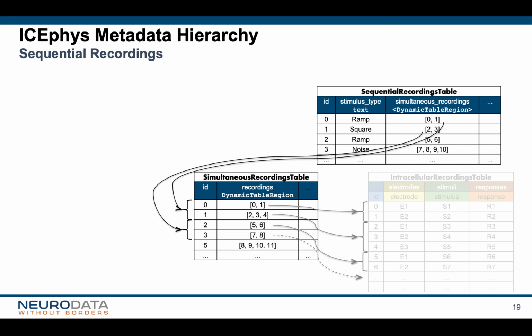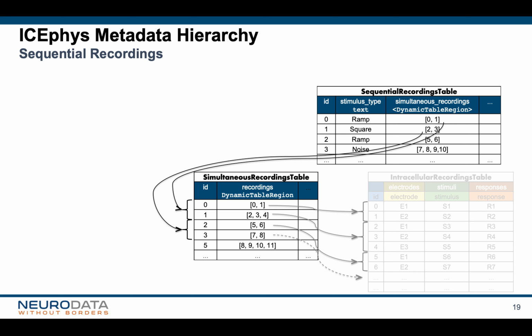Similarly, sequential recordings are defined via the sequential recordings table, where each sequential recording then consists of a set of simultaneous recordings. And in addition, we here also define the sweep type that is used for the sequential recording, and it's defined as a separate column.